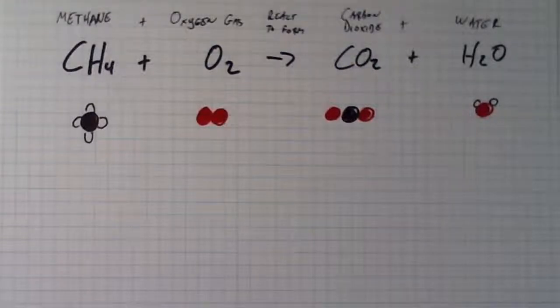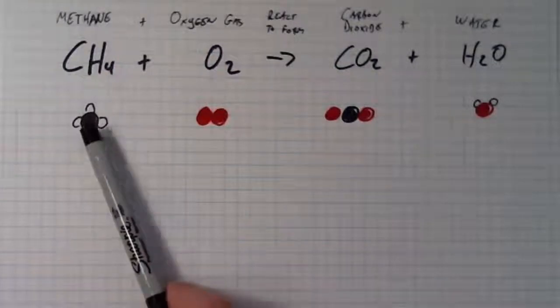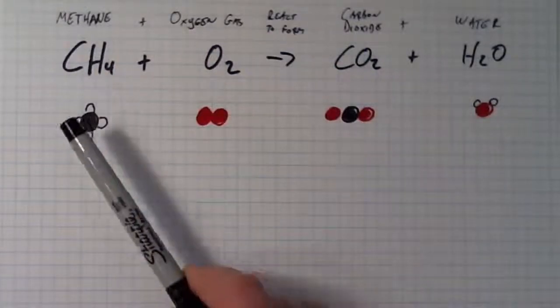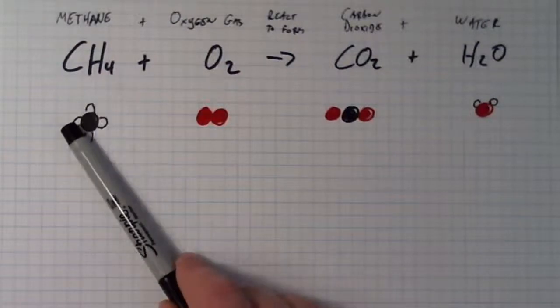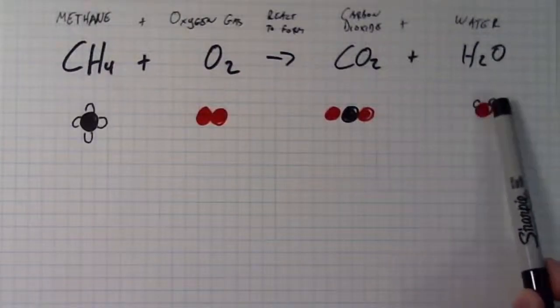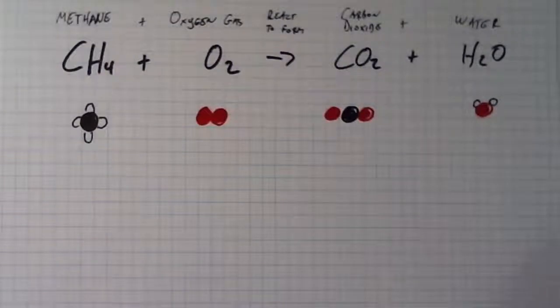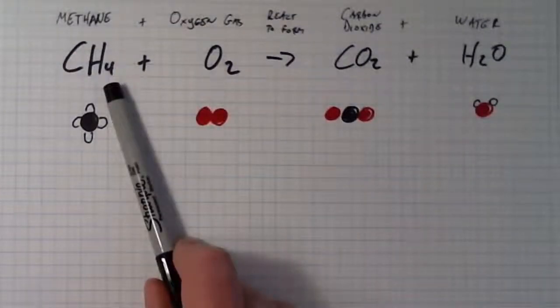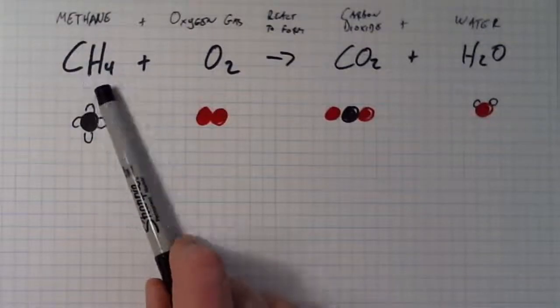All right, so do you see the problem yet? Well, let's count up. How many carbons do we have on the left side? 1. On the right side, 1. All right, no problem there. Hydrogens on the left, 4. Oh, there's only 2 hydrogens on the right. What happened to the extra 2 hydrogens? They can't just go out and get a cup of coffee, so we're going to have to deal with that.